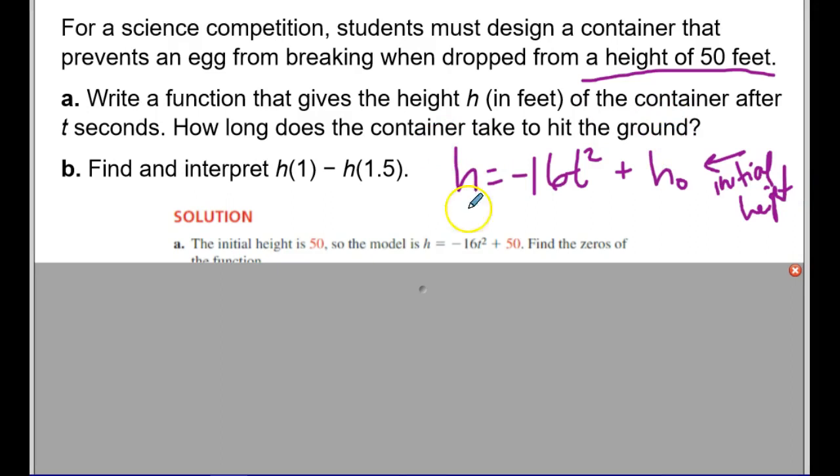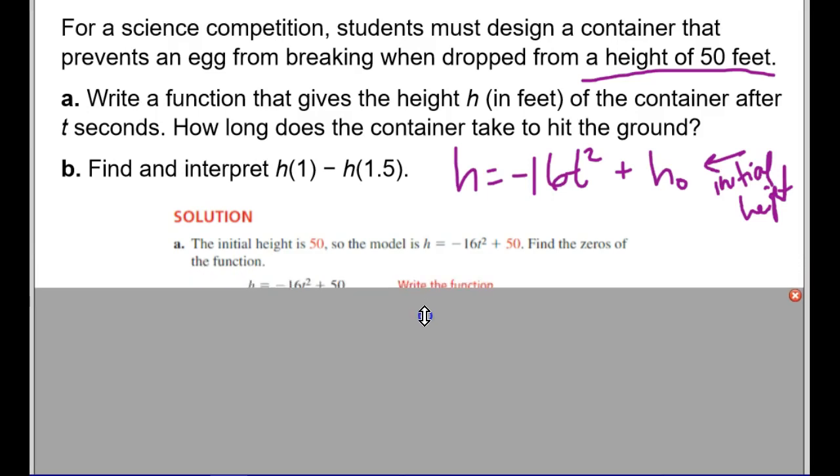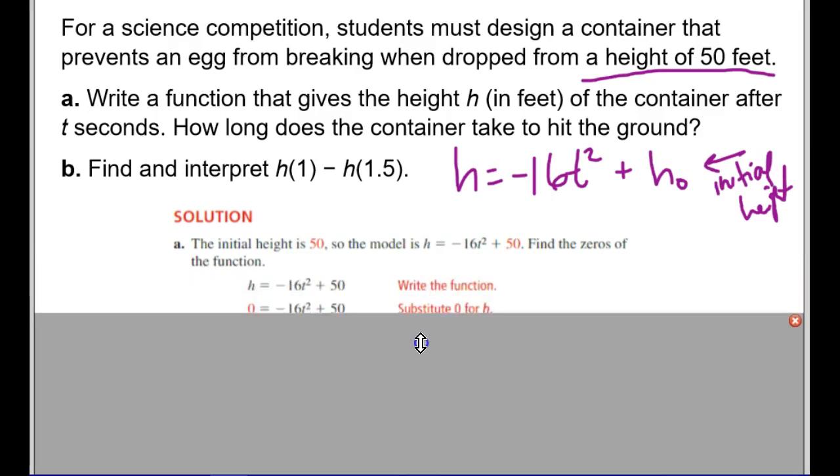Okay, so we're always going to be using this equation when you drop something or throw something. We're going to live with this equation and plug in what we know. So I have to plug in my initial height, which was 50 feet. So there we go, now I have negative 16t squared plus 50. I'm asked to find the zeros of the function, so I go ahead and write that function out.